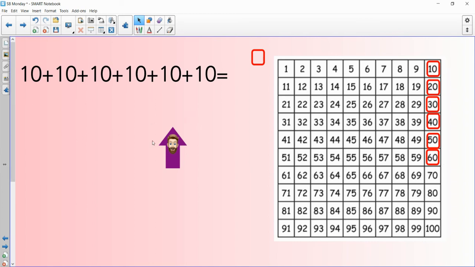Well done. And can you see there? I've got the 1, 2, 3, 4, 5, 6 tens. And there are 6 tens here. My answer is 60. So when we're doing repeated additions with tens, we don't need to use counters or manipulatives. We could use our counting skills.